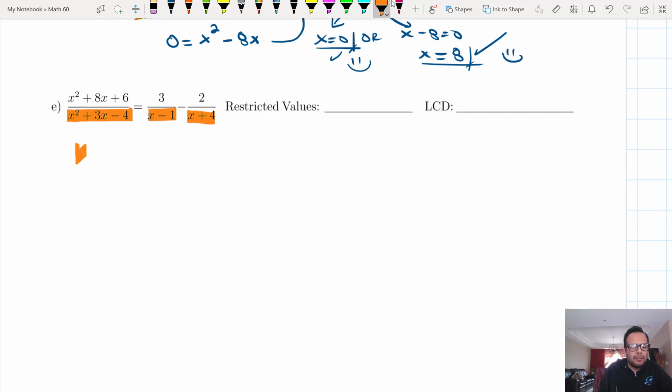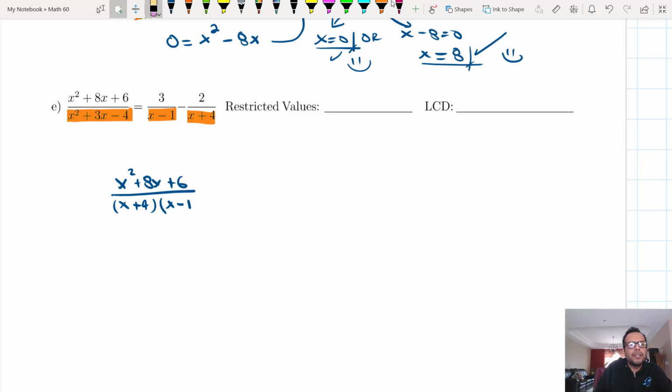So let's keep the same numerator, which is x. We leave some space for the LCD. X squared plus 8x plus 6, divided by, in this case, factors of -4 that add up to +3. The factors are x plus 4 and x minus 1, right?